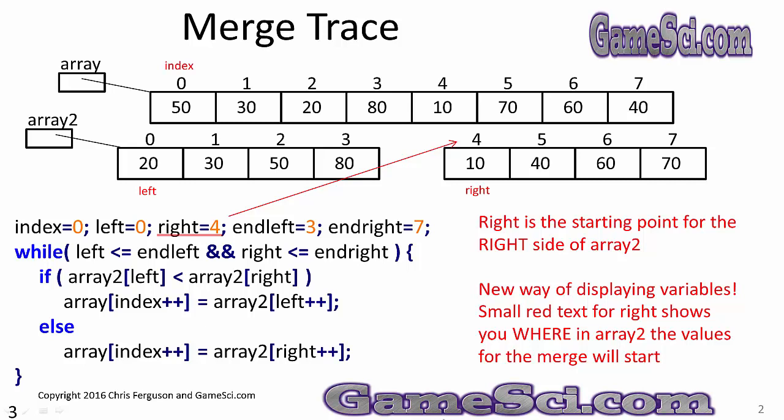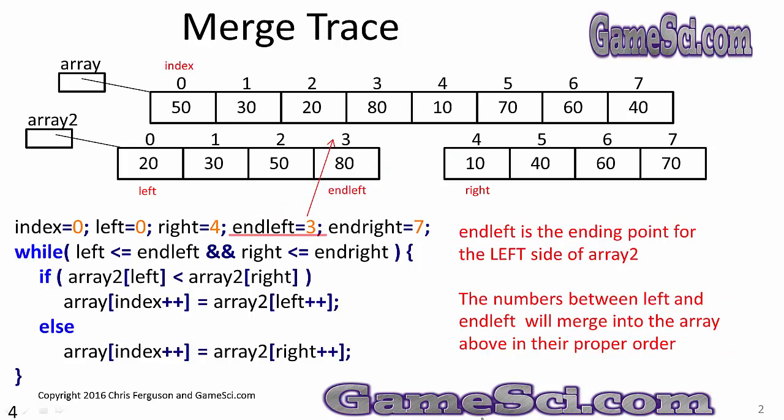I'm going to set right equal to 4. Right is the starting point for the right side of array 2. Again, this is a new way of displaying variables. I used to show you the variables over here on the side as their own separate space, and I would show you right over here with a 4 in it. Now I'm going to show you right exactly where it indicates. It's the right side of the array.